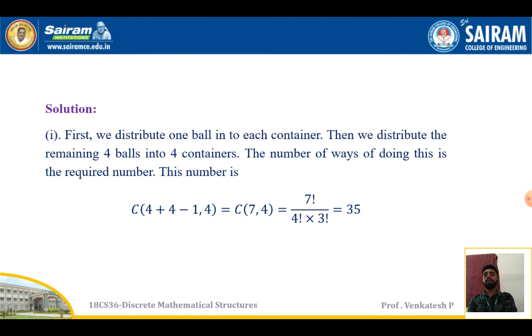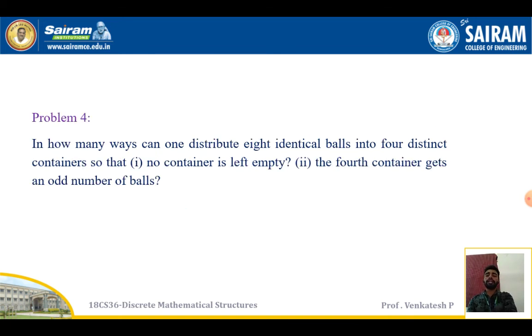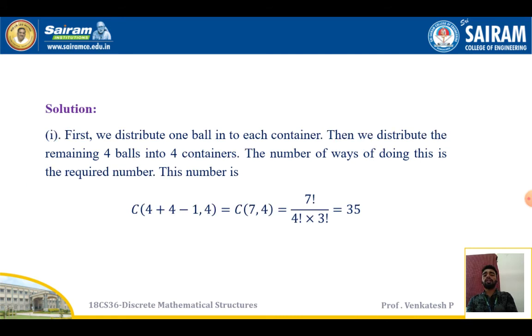So if I put 4 of the 8 balls, one in each container, the remaining 4 balls can be distributed among the 4 distinct containers in C(4 plus 4 minus 1, 4) ways, which is C(7, 4). On expanding this combination, I get 7 factorial by 4 factorial into 3 factorial, which is equal to 35.